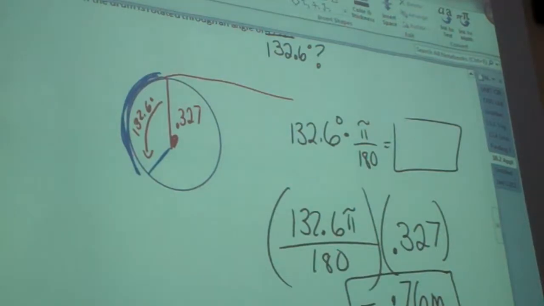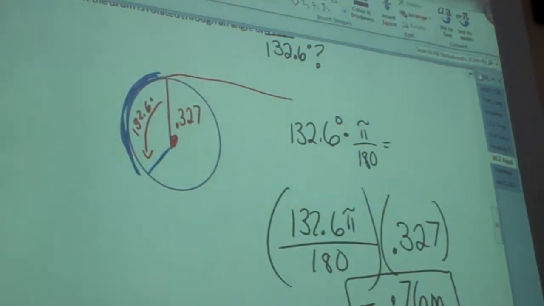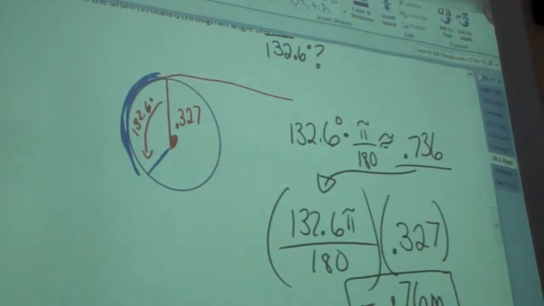Are we going to put anything in there? Somebody told me it, but is it 2.3? No, it's 0.7366. I don't have my calculator with me. It's like 0.736. So that's really just this. This is my answer. There was 0.76 meters of rope that started winding around this drum.